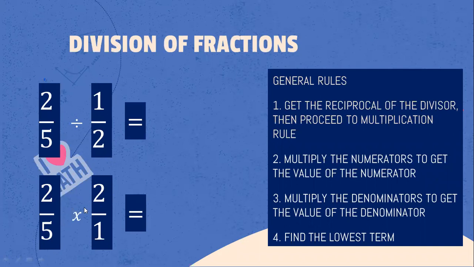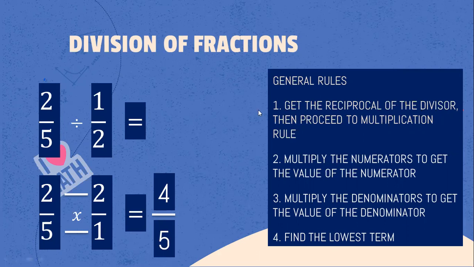Then we proceed to multiplication. Next step, multiply the numerators to get the value of the numerator. 2 multiplied by 2, the answer is 4. Next, multiply the denominators to get the value of the denominator. 5 multiplied by 1, that is 5. The next step, find the lowest term. Since 4/5 is in the lowest term, our final answer is 4/5.